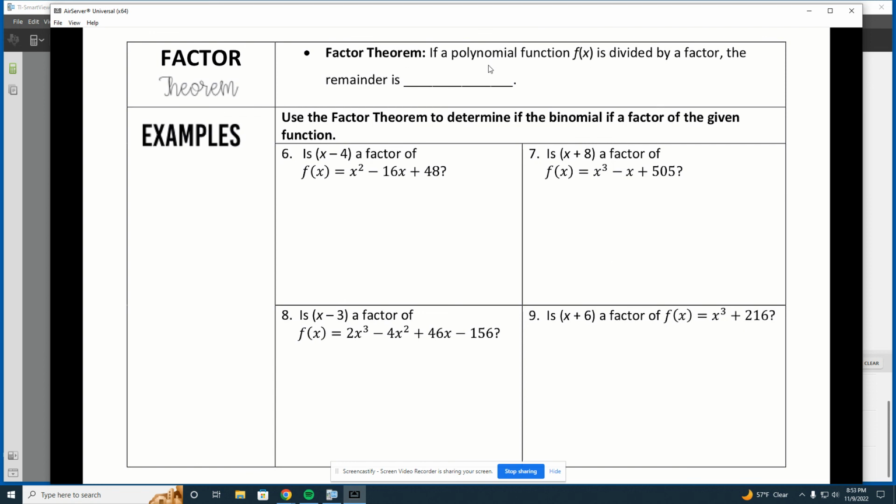To be a factor, if a polynomial function is divided by a factor, then the remainder has to be 0. If the remainder is 0, it is a factor, meaning that if I graphed this line, it would go through that solution, through that 0, like we've been talking about the last couple of days. So, for example, if x minus 4 is the factor we're checking, we're going to set it equal to 0 and solve. That's going to be a positive 4. Positive 4 is in the box.